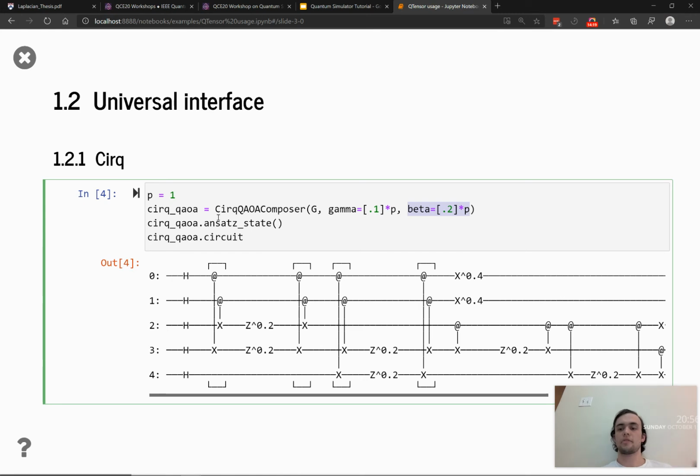In QTensor, they range from 0 to 1, not from 0 to pi. But QTensor is under active development, and probably that will change.